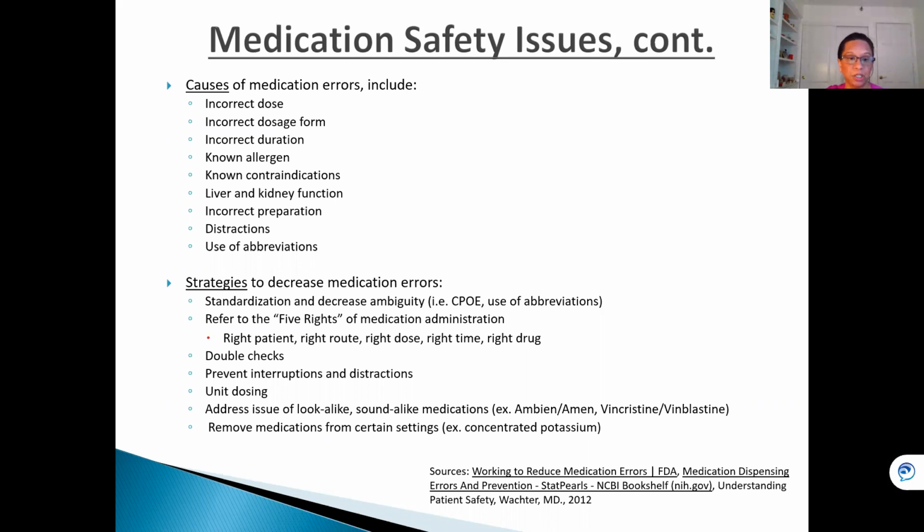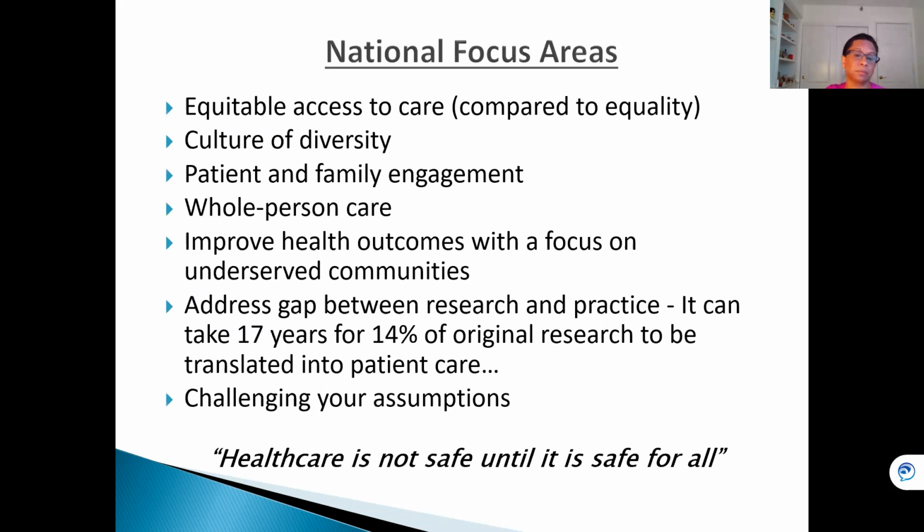And there's multiple strategies: the 5 rights to med safety, right patient, right route, right time, right drug, right dose, and double checks. I'm a big fan of double checks. So many issues have been caught because of double checks. Makes me wonder if triple checks would be even better. Something to think about. So now I'm just going to wrap it up.